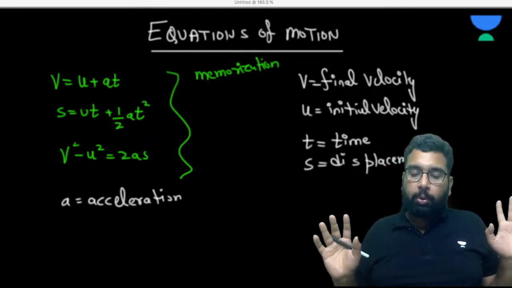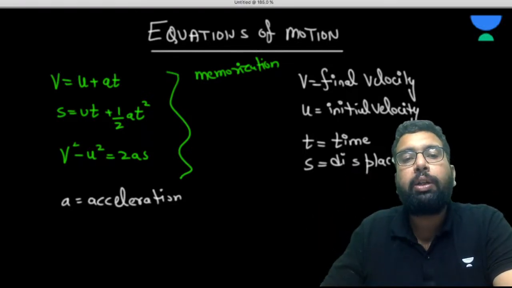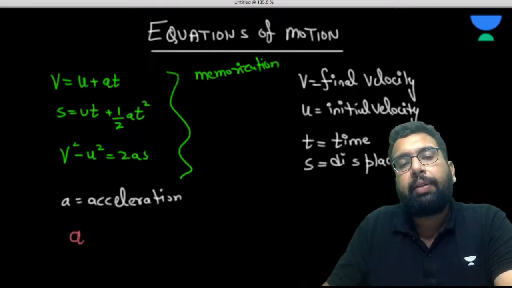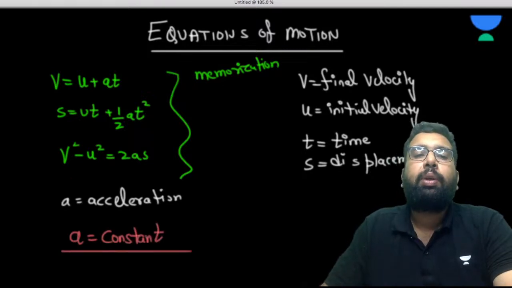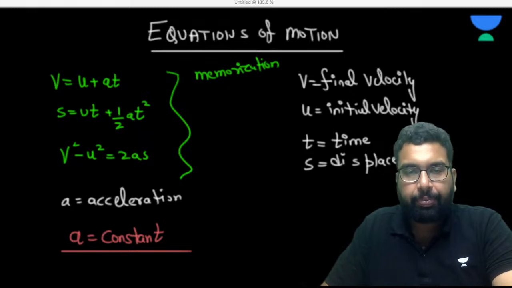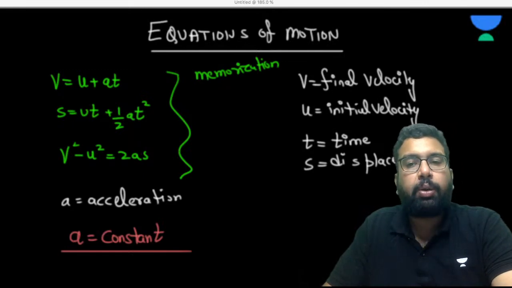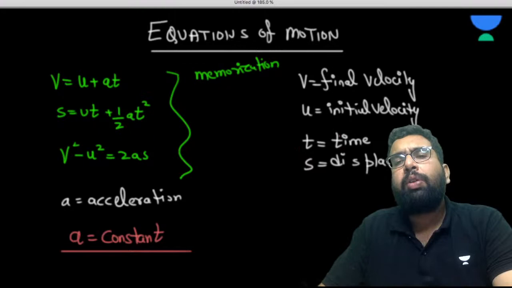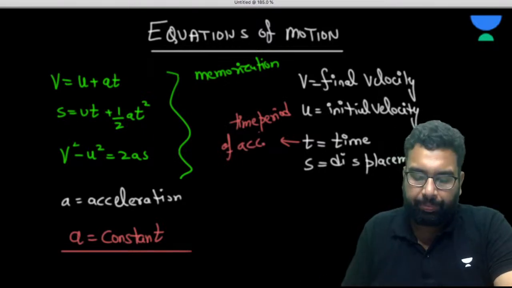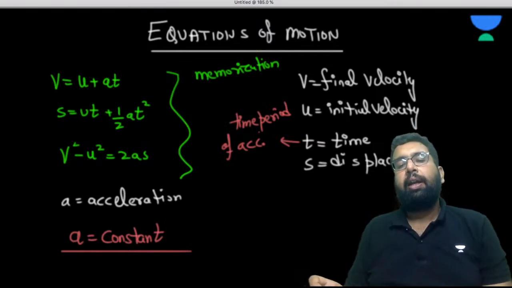One very important thing about these equations: for using them, A is constant. If by any chance A is not constant, you cannot use these equations. Remember that. These equations are only valid when a body is subjected to constant acceleration. And the time here is basically the time period of acceleration. Are you getting my point? Just remember that, and memorize these equations by heart. Is that clear?